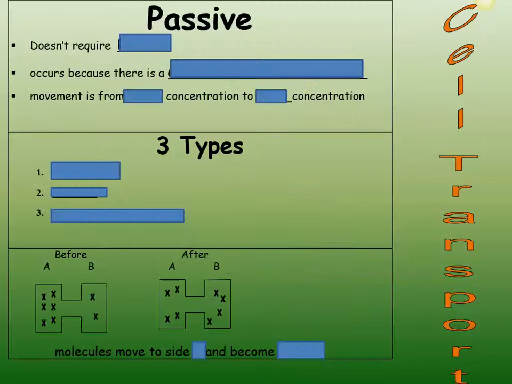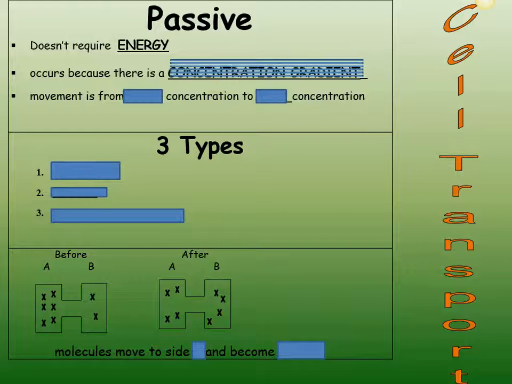Now, passive transport, we distinguish using the word passive because passive transport is the specific kind that does not require energy. This is only going to occur when there's a concentration gradient. We'll go more into that word, concentration gradient, in a second. But always remember, movement is from high concentration to low concentration.